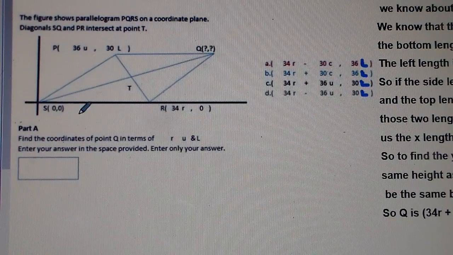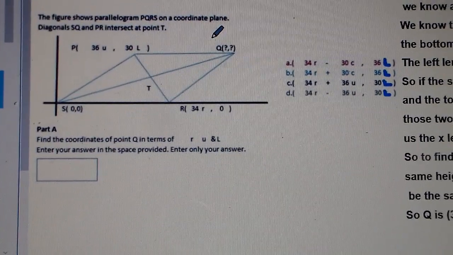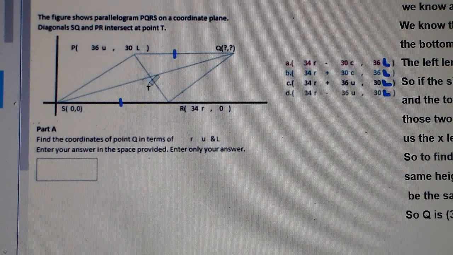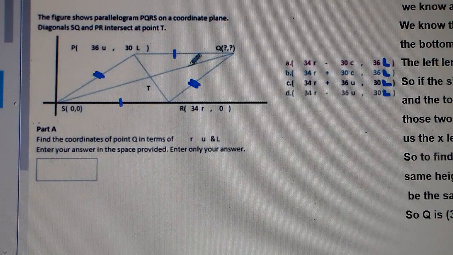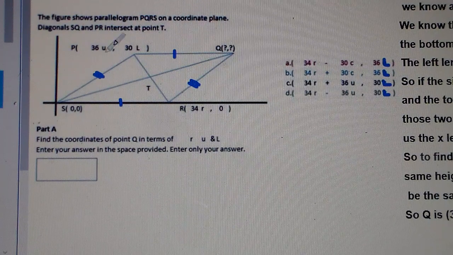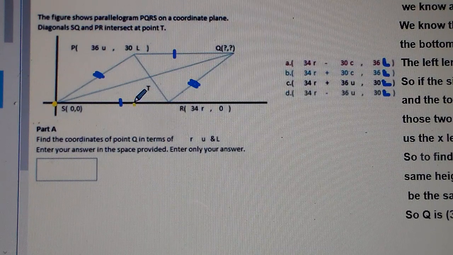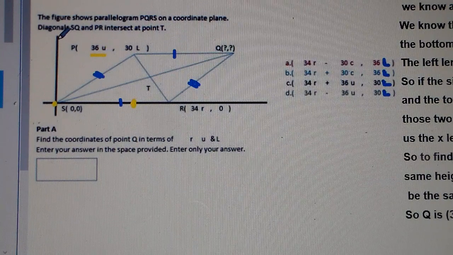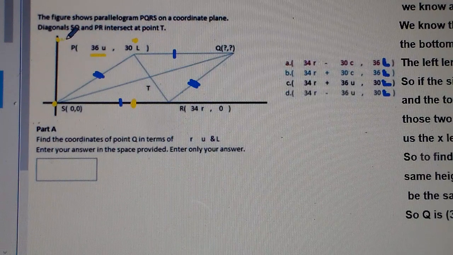Now, same process. We know it's a parallelogram, so that means the top and bottom lengths are the same. And we know the side lengths are the same. We know T is in the middle. We know in yellow, going from the origin to the right underneath that coordinate P right here, that has a length of 36u. So going from here to here is a length of 36u. That yellow line up there.